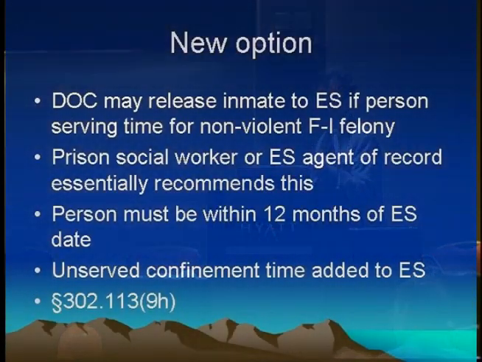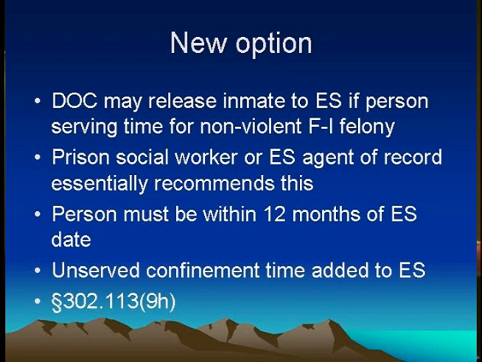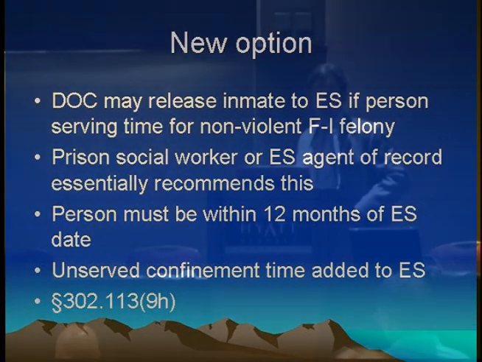The new option will be for DOC to release an inmate early onto ES if they're serving time for a nonviolent F through I felony, and there's going to be some input by the agent of record or the prison social worker that says this person's going to be a good candidate for getting out with non-assaultive behavior on the outside. And then when the person's within 12 months of ES, they can get out on ES early.